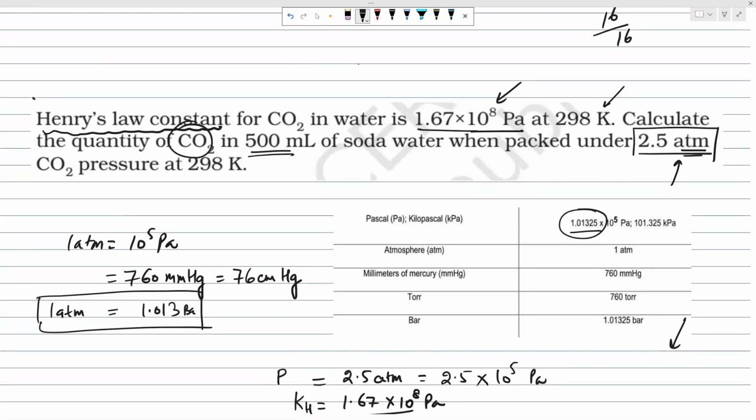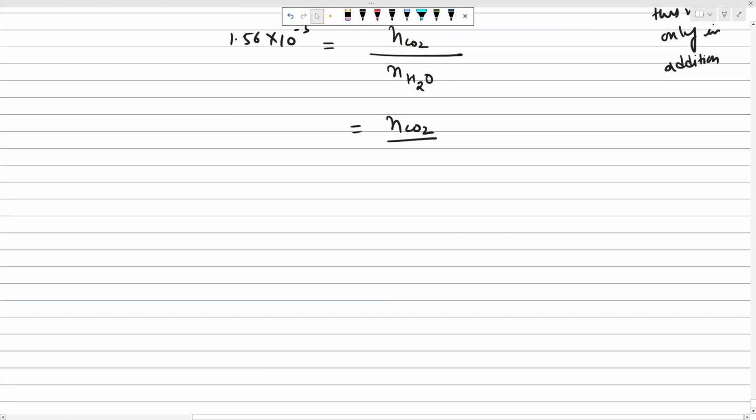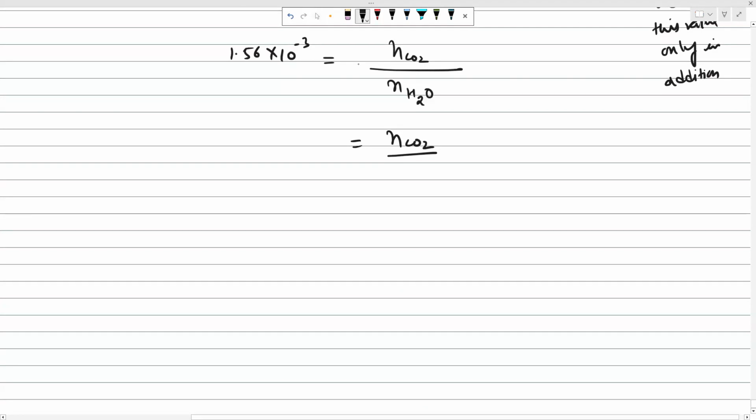Yes, sir. CO2 is also present, but the weight of CO2 is very small, so we are just neglecting it. In the 500 ml of water, most of the weight is due to water. Okay. And to calculate the number of moles of water, we need to write the given mass upon molar mass.